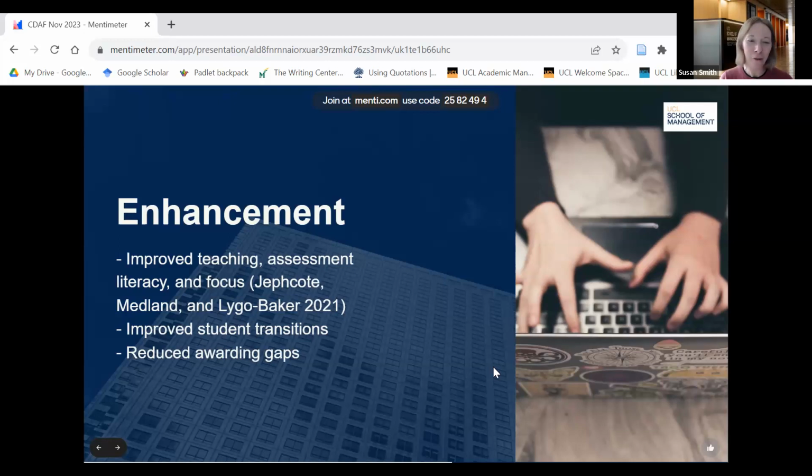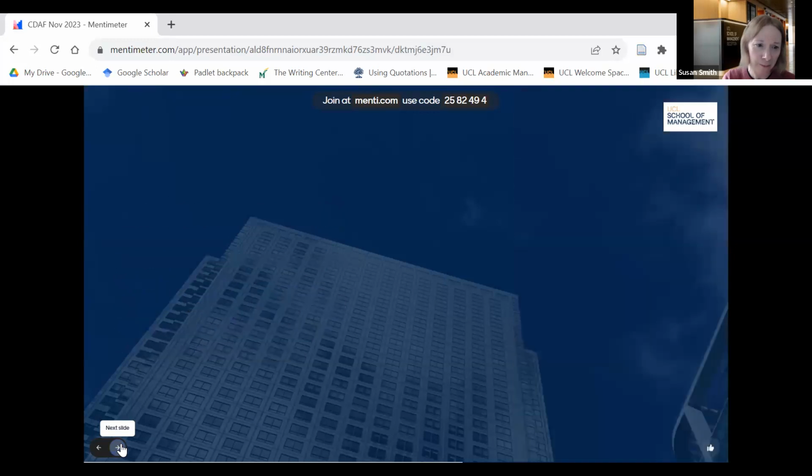That the significant work that institutions undertake around student transitions, making the hidden curriculum more visible, reducing awarding gaps is having an effect, and may well be contributing to uplifts in degree outcomes. And there's papers that have been written on this as well. So I've tried to reference a handful of papers as I've gone through this, but obviously there is a rich literature in many of these areas.